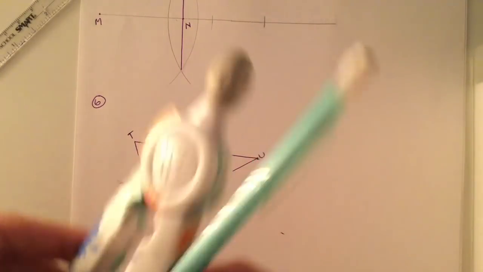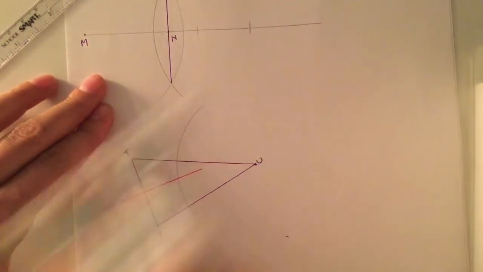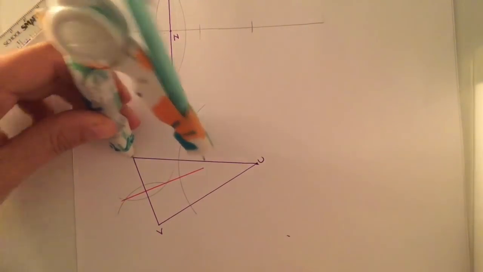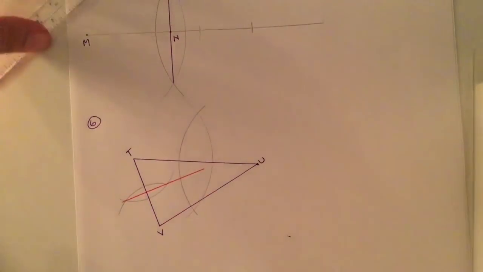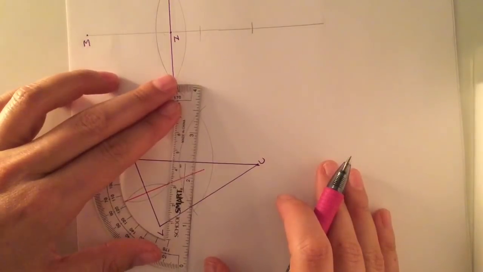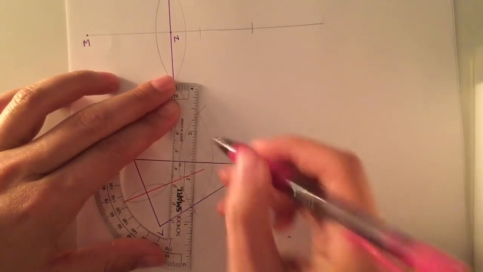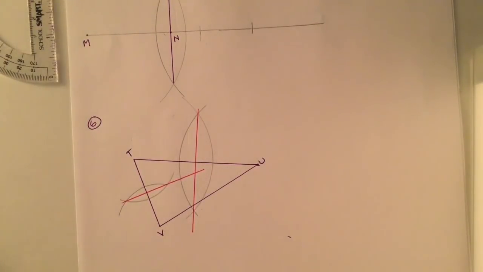For the second perpendicular bisector, I'm going to put my compass point on U, open it more than halfway, draw an arc, keeping the same compass setting, put the compass point on T, draw another arc. We're going to line up the points of intersection between those two arcs, and we have another perpendicular bisector.